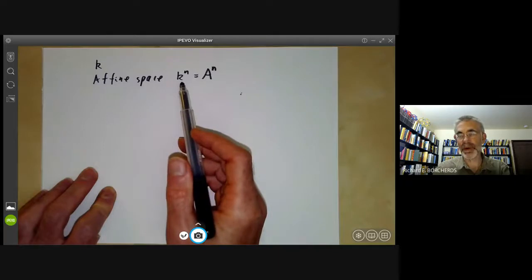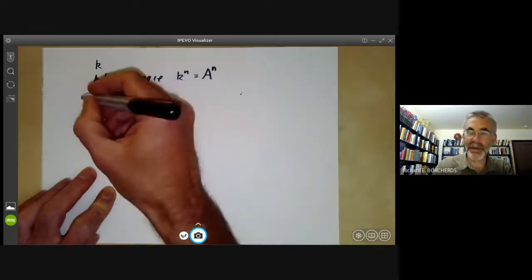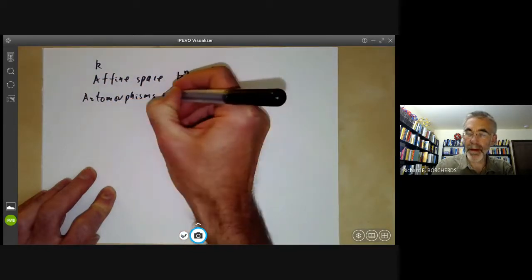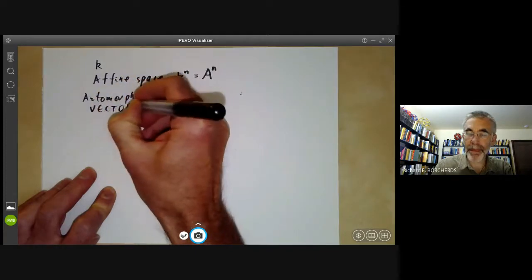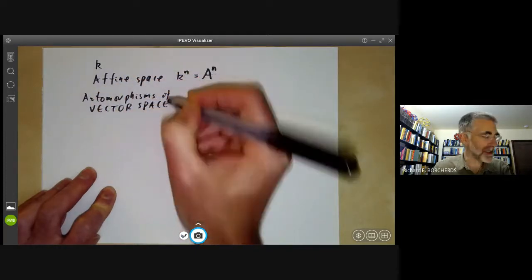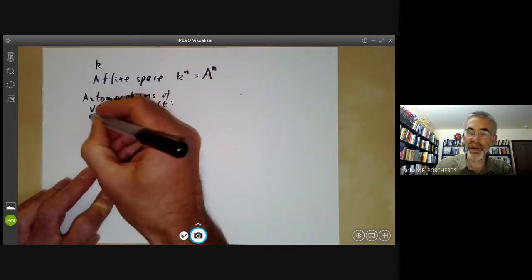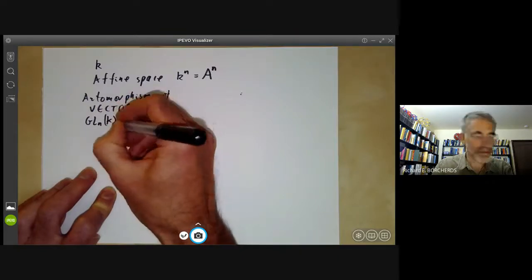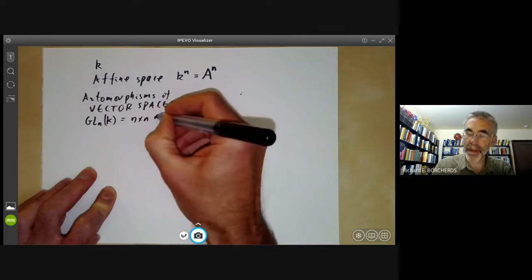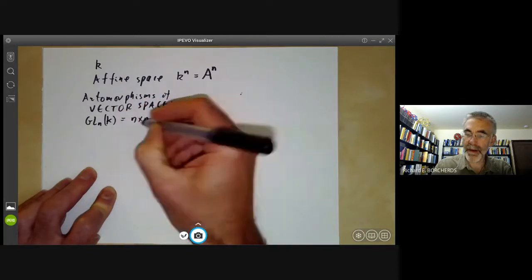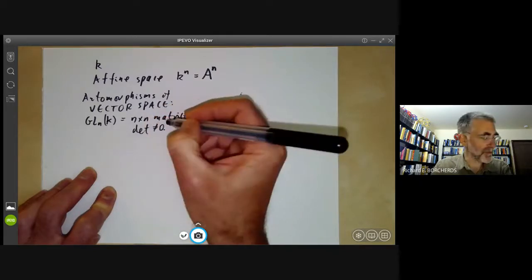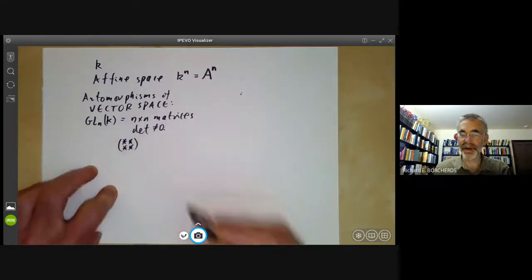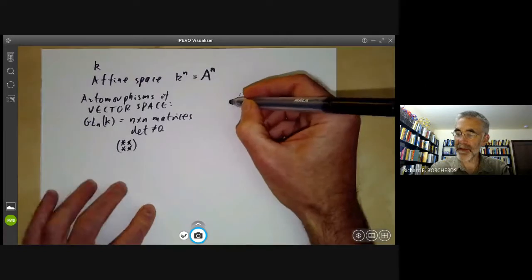So let's first look at the automorphism group of a vector space K to the N. So we have automorphisms of a vector space. Well, these are just invertible linear transformations. The group of automorphisms is denoted by the general linear group over K, which is just n by n matrices of determinant non-zero. So we can picture this, if n is 2, as little 2 by 2 matrices of non-zero determinant.